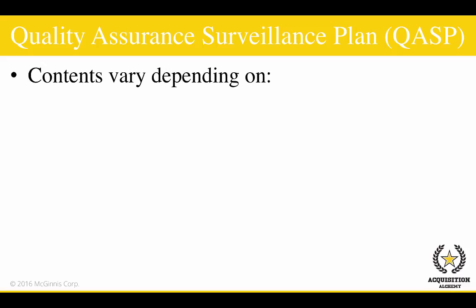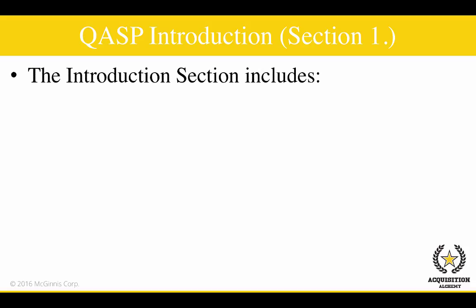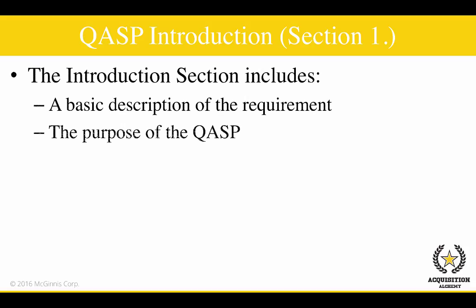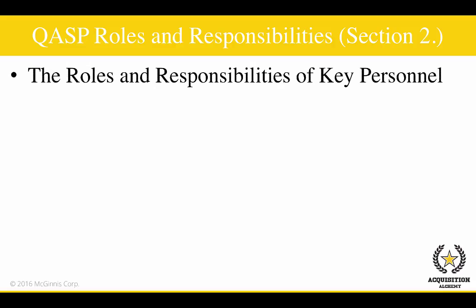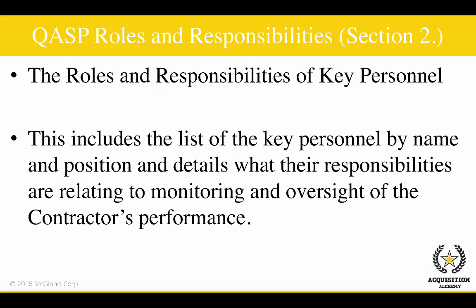The contents of a QASP may vary depending on the size, scope, and complexity of a requirement, but should generally contain at least 6 sections. The introduction includes, at minimum, a basic description of the requirement, the purpose of the QASP, and the objective of the QASP. The roles and responsibilities of key personnel. This includes the list of the key personnel by name and position and details what their responsibilities are relating to monitoring and oversight of the contractor's performance.